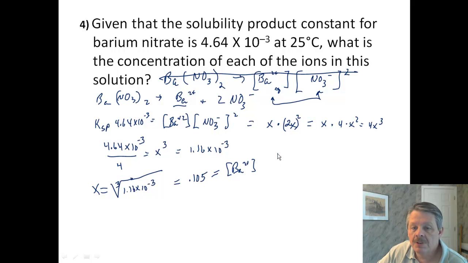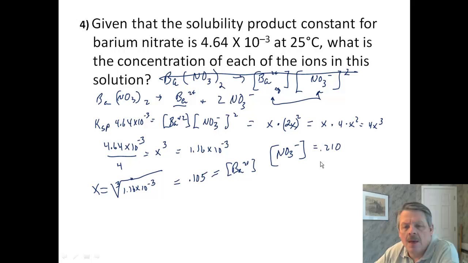And that means the concentration of nitrate has to be twice that, because there are twice as many nitrates as there are bariums. So that's going to be 0.210. Really? After all that math, does that really work? Well, let's find out. How do we find out? Well, we plug it back into this equation.